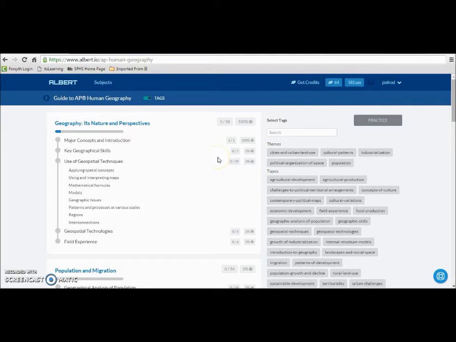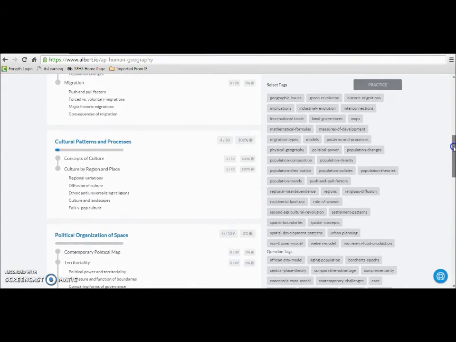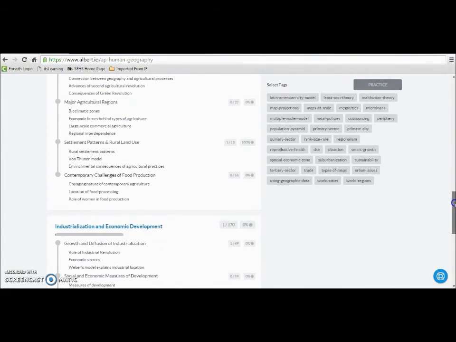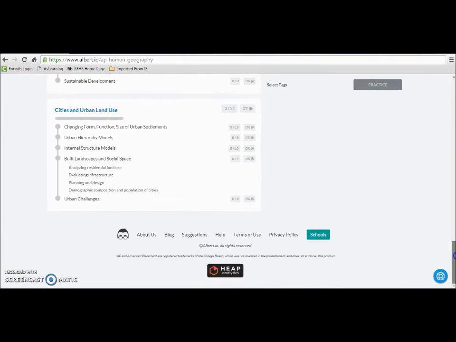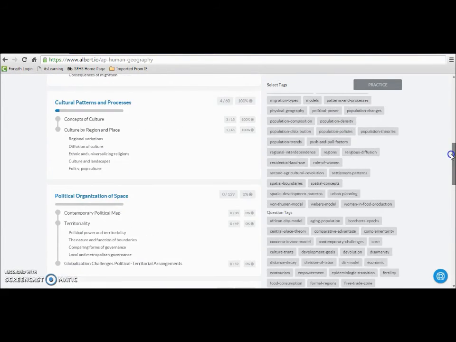Hopefully that makes sense. You'll notice that the screen is divided up into two parts. Over here on the left-hand side, the review is set up based on the Human Geography course outline. You'll notice it's set up by unit, and I'm sure your teacher probably used units that were very similar to this. As we scroll down, we find each of the units that we discuss during the course of the year. If you want to review by unit, you can do it that way.